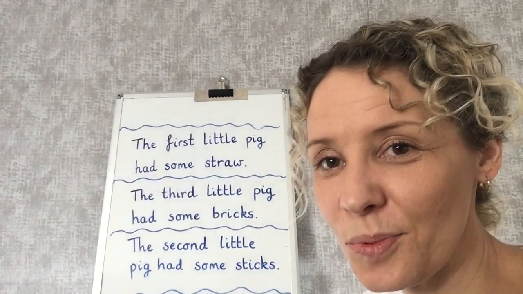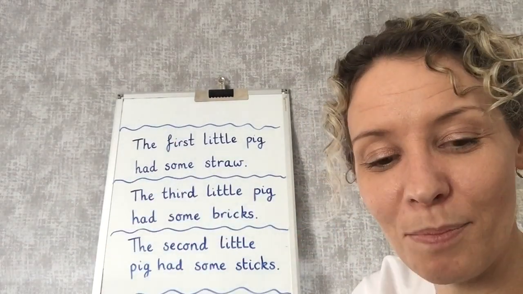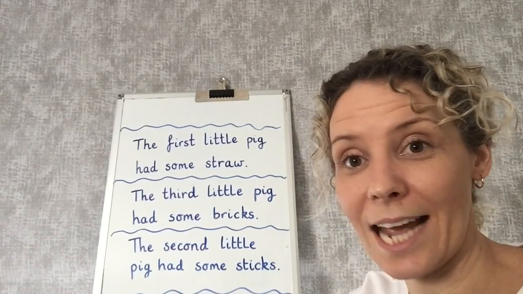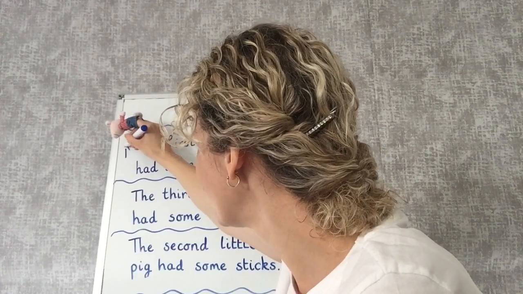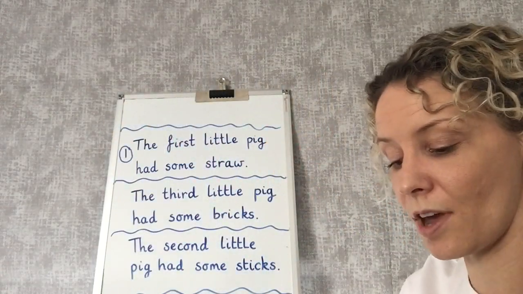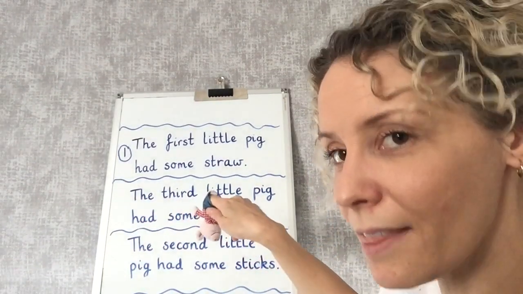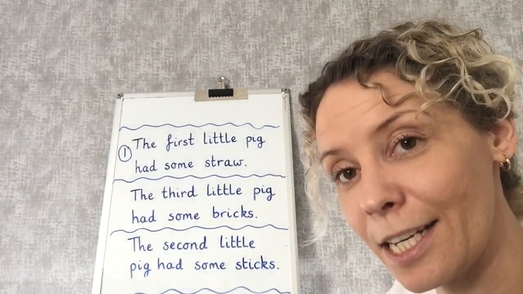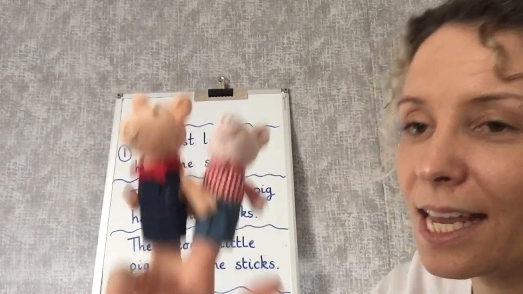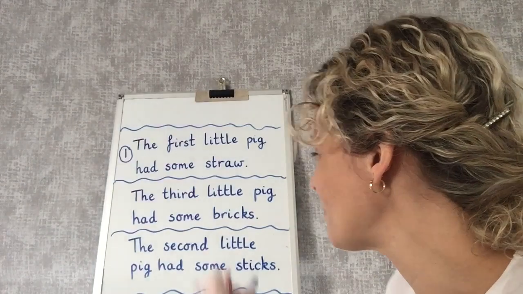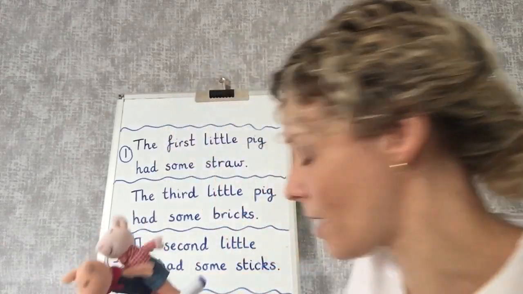So I think I can guess which one goes first because it's got the word first in it. This one. The first little pig had some straw. He built his house from straw, didn't he, that first little pig? So I'm going to put a number 1 in a circle there. So that one comes first. Now this one had the third little pig. So I don't think that comes next. I think we need the second little pig. Do you agree? Me too. So it's the second little pig with his sticks that comes next. I'm going to put a number 2 in that one.